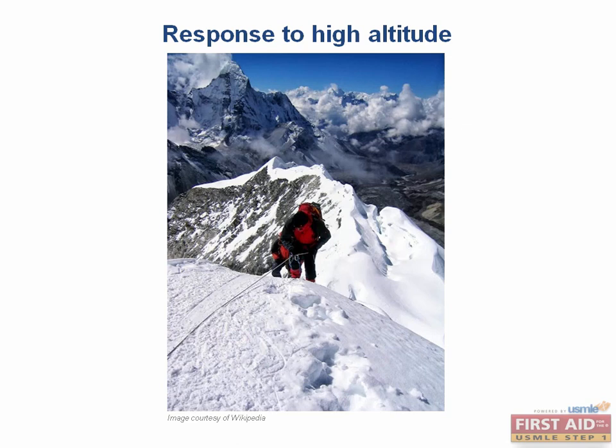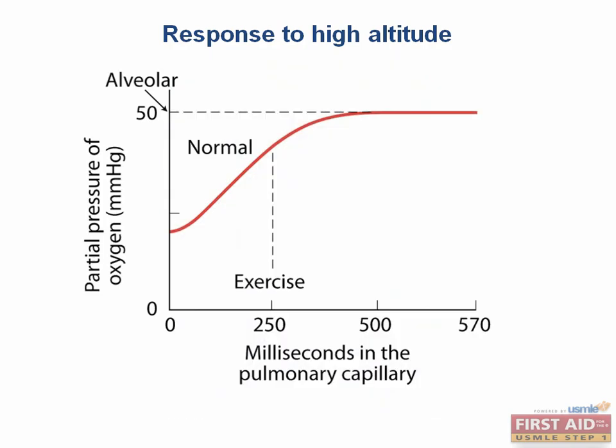Well, you get increased minute ventilation since there is less oxygen content in the air at higher altitudes. Here you can see the alveolar partial pressure of oxygen is low compared with sea level. Gradually, the body adapts to this altitude by producing more erythropoietin. Put another way, hypoxia is a stimulus for EPO production.